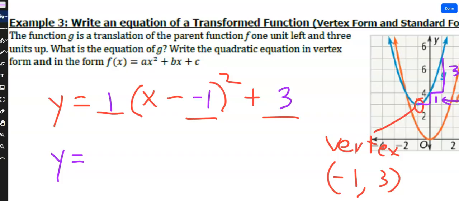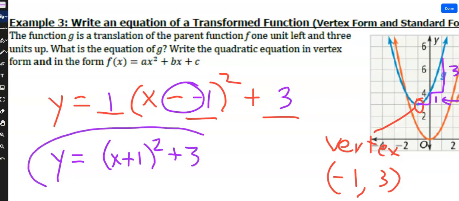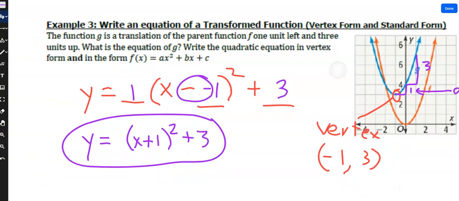Now, some people will say, well, Mr. Stailey, if it's a +1, why would I need to write that? Okay, I can go with that. And you got the double negative there, so that turns into a plus. So here's my equation in vertex form.